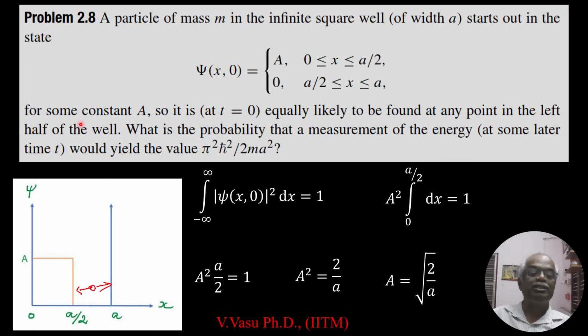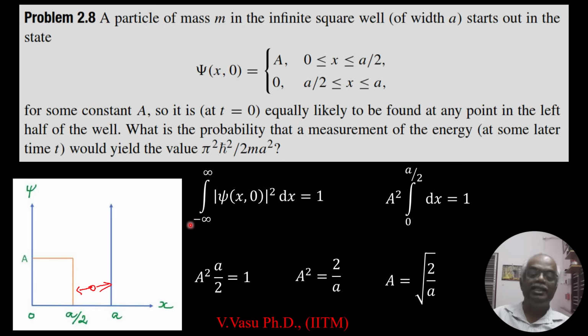So here the question is, for some constant A, at time t equal to 0, the particle is equally likely to be found at any point in the left half of the well. So you can find it on the left side. What is the probability that a measurement of the energy at some later time would yield the value pi squared h cross squared over 2ma squared?